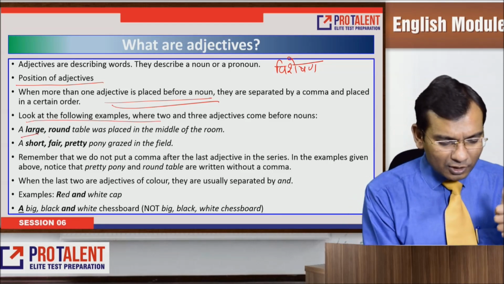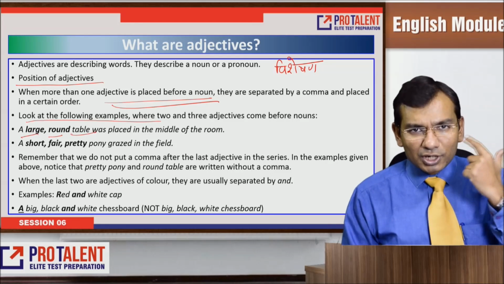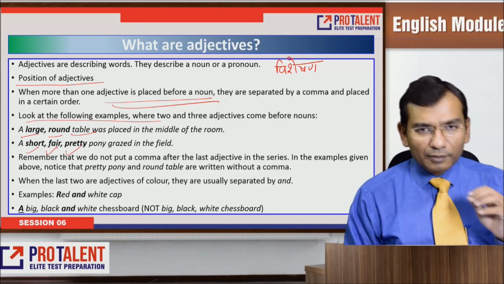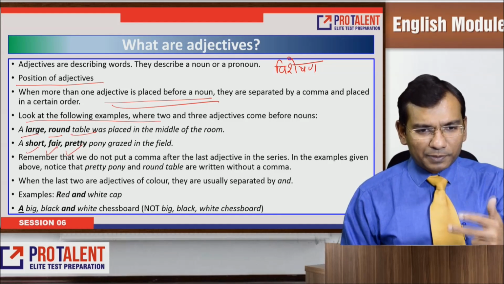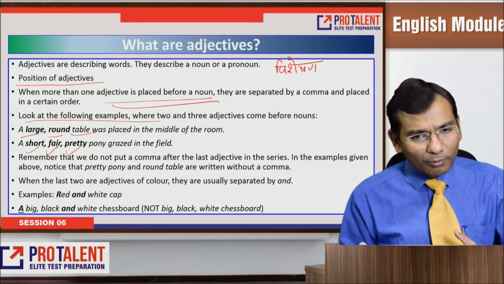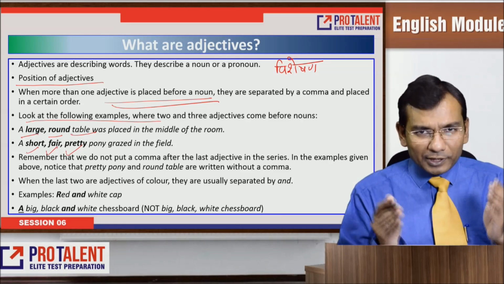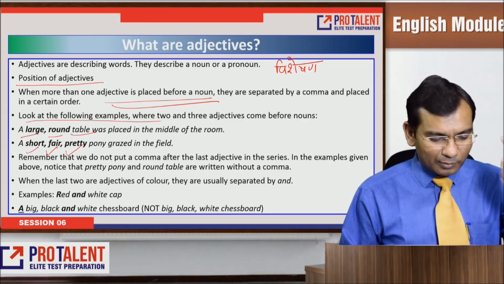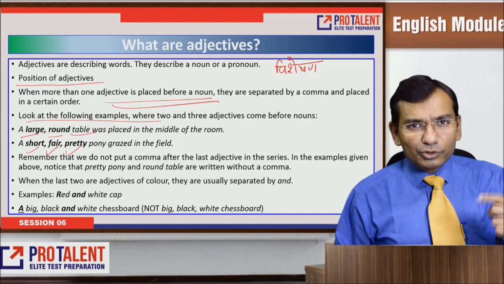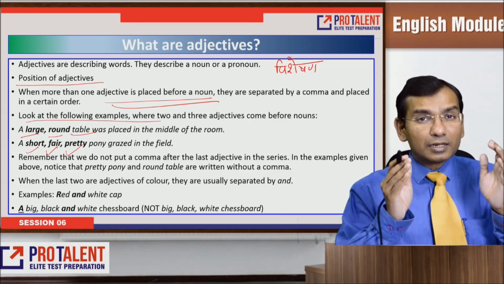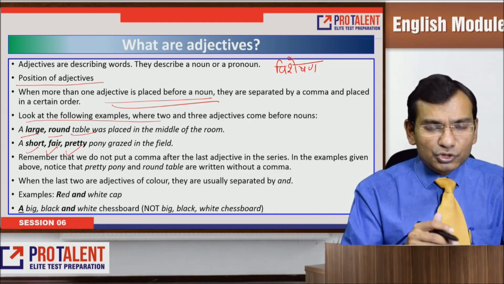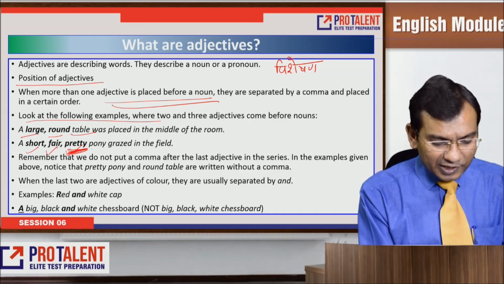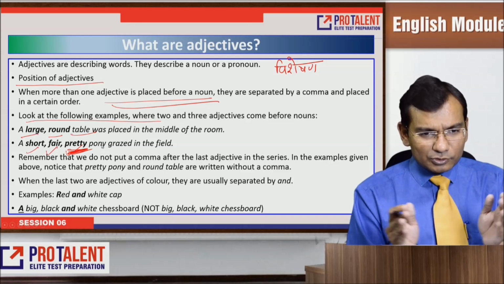So look at the following example where two to three adjectives are used. A large round table. Large, round, both are adjectives. A short, fair, pretty pony. So these are separated by comma and they are coming under a particular order. ये order क्या है वो आज हम बात करेंगे. Number 2, when you use the last adjective, you cannot use a comma for that. For example, short, fair and pretty. Pretty के बाद कोई comma नहीं है. So ये याद रखिएगा.